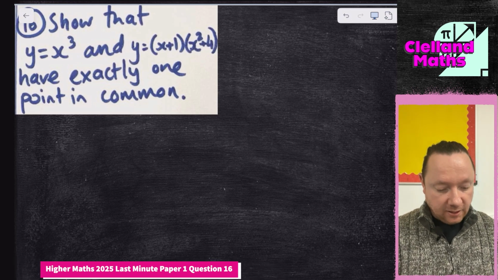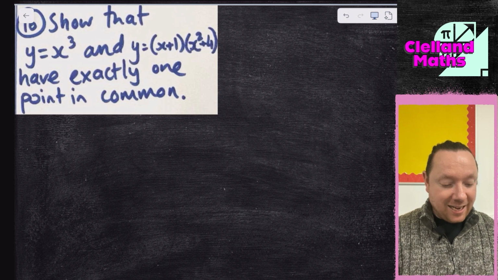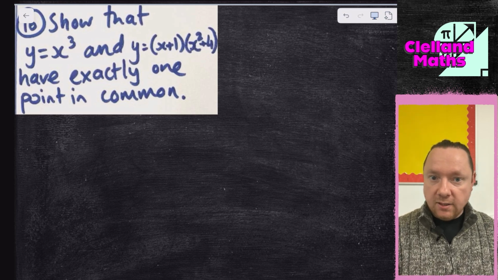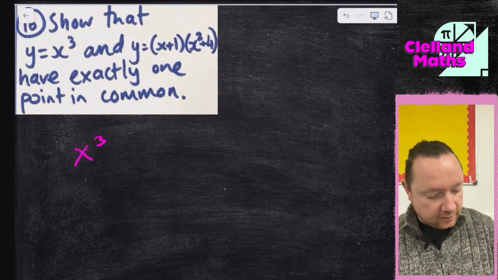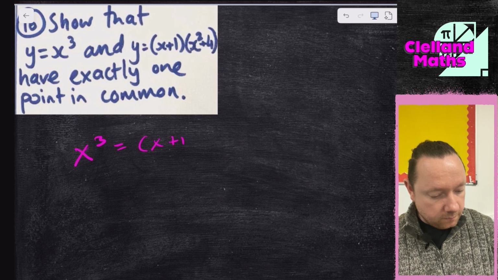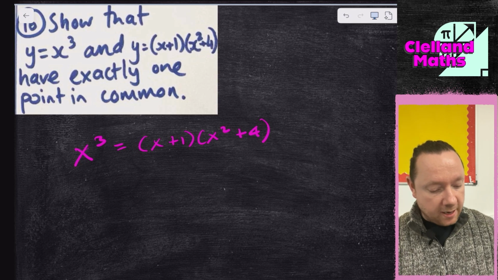SQA Higher Maths 2025 last minute paper 1 question 16. Show that y equals x cubed and y equals (x plus 1)(x squared plus 4) have exactly one point in common. Point of intersection means simultaneous equations. So we're both y equals, so that means that I can just make the right-hand side equal to each other. Now, if we're going to want to solve an equation with a power, I need it equal to 0. So I'm going to expand my brackets.